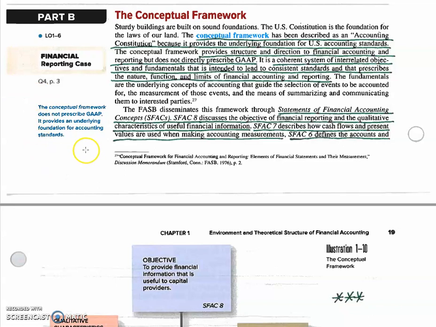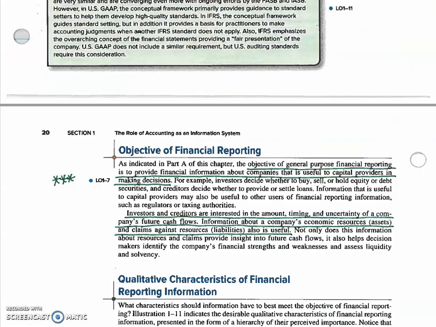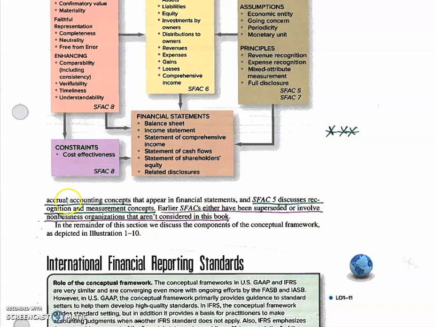Now, concept statements are set out. The last one issued, number 8, discusses the objective of financial reporting and the qualitative characteristics of useful financial information. Number 7 described how cash flows and present values are used when making accounting measurements. Number 6 defines the accounts and accrual accounting concepts that appear in the financial statements. Number 5 discusses recognition and measurement concepts. Now, all of the ones before 5, 1 through 4, have either been superseded or involve non-business organizations, and so they aren't part of what we're looking at in this book.